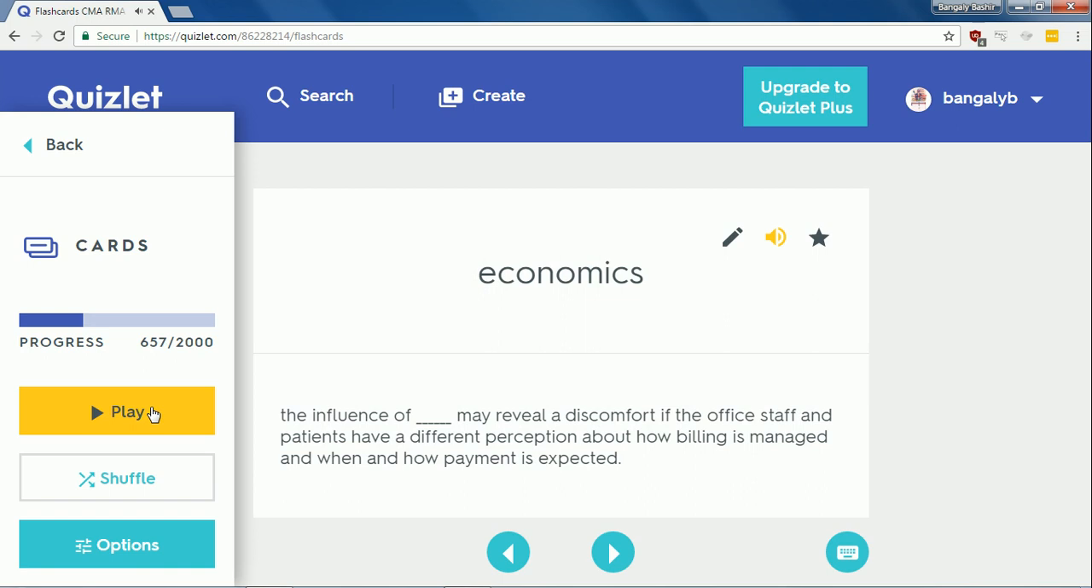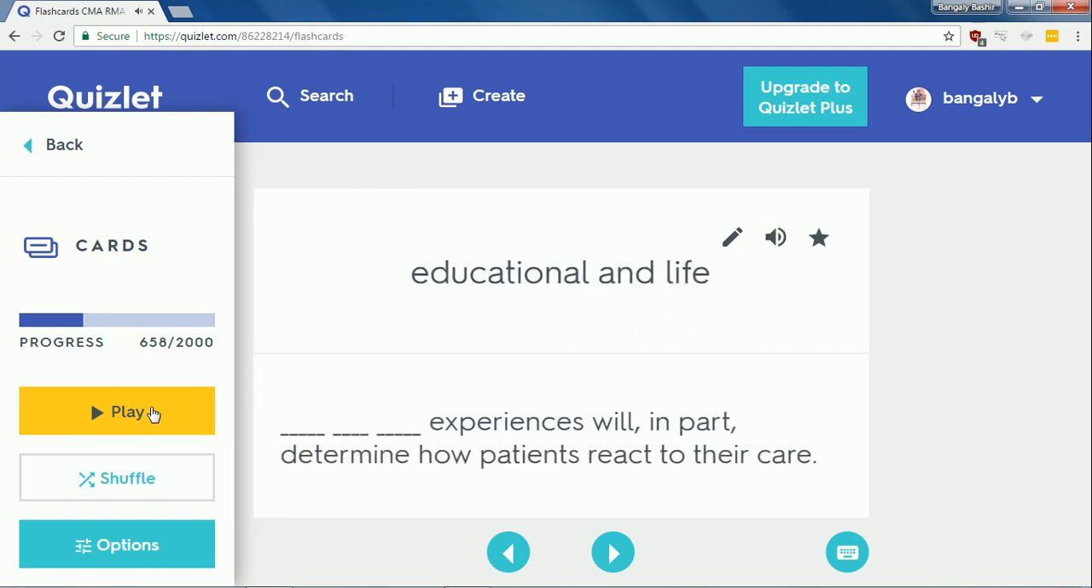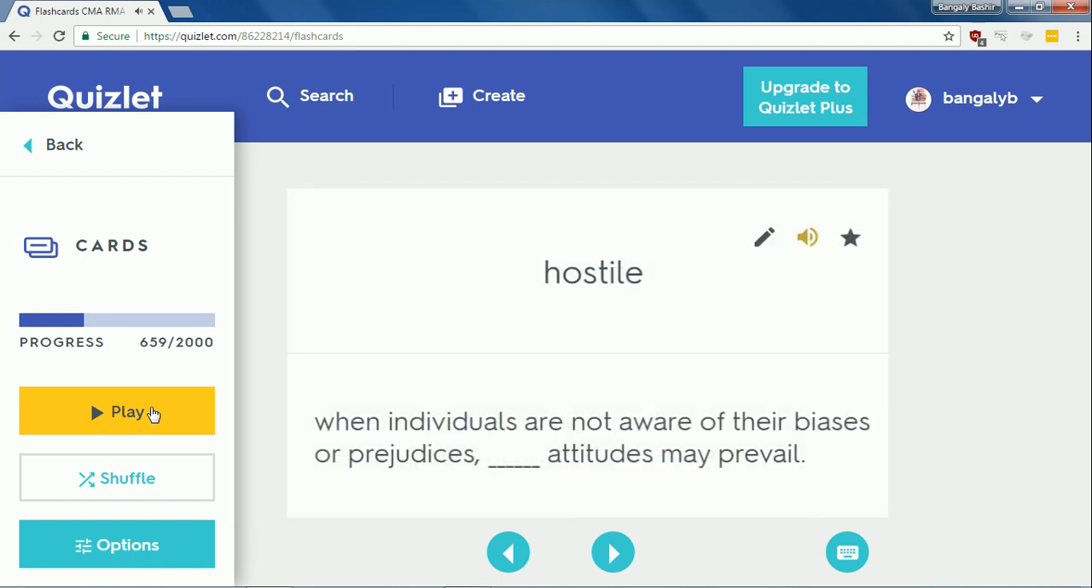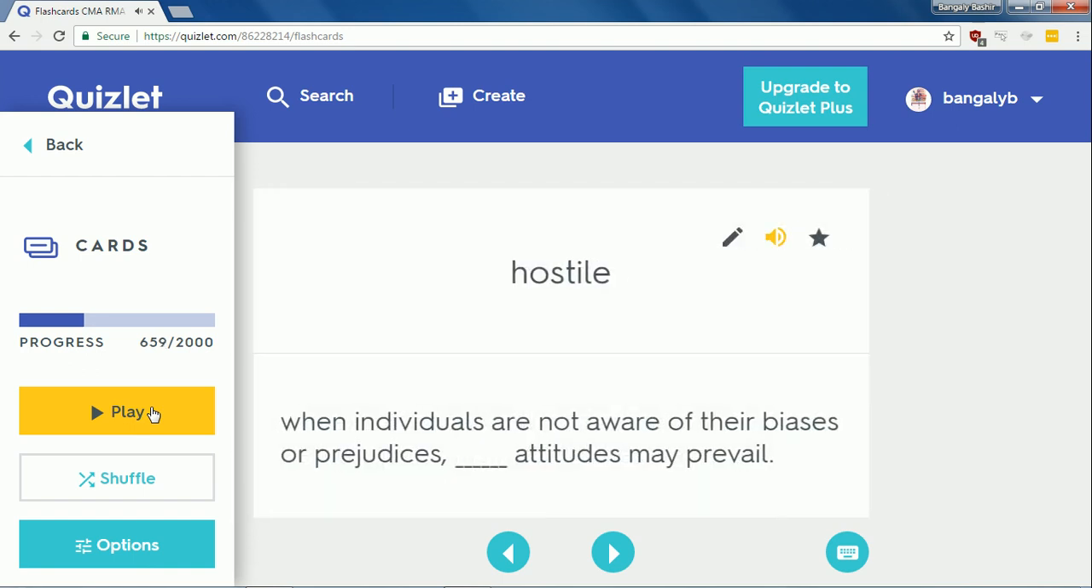Economics. The influence of economics may reveal a discomfort if the office staff and patients have a different perception about how billing is managed and when and how payment is expected. Educational and life. Educational and life experiences will, in part, determine how patients react to their care. Hostile. When individuals are not aware of their biases or prejudices, hostile attitudes may prevail.